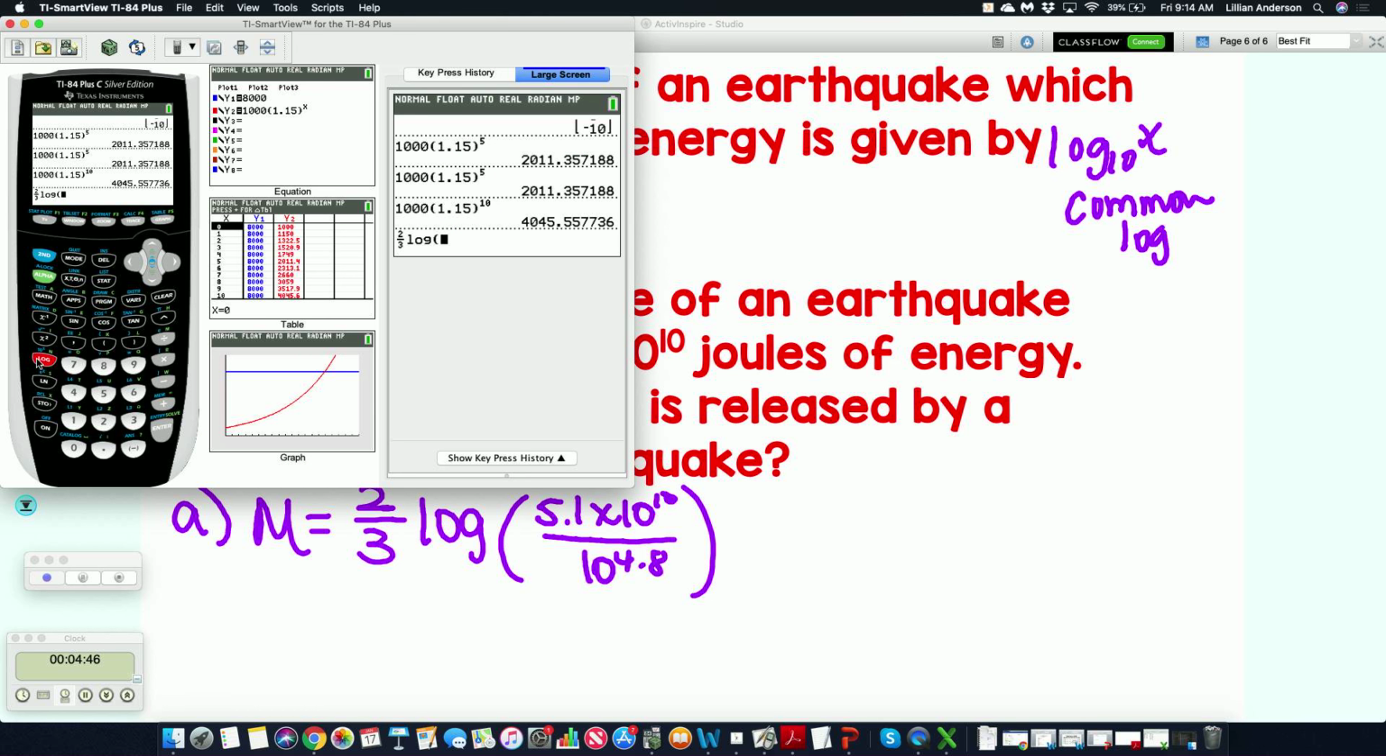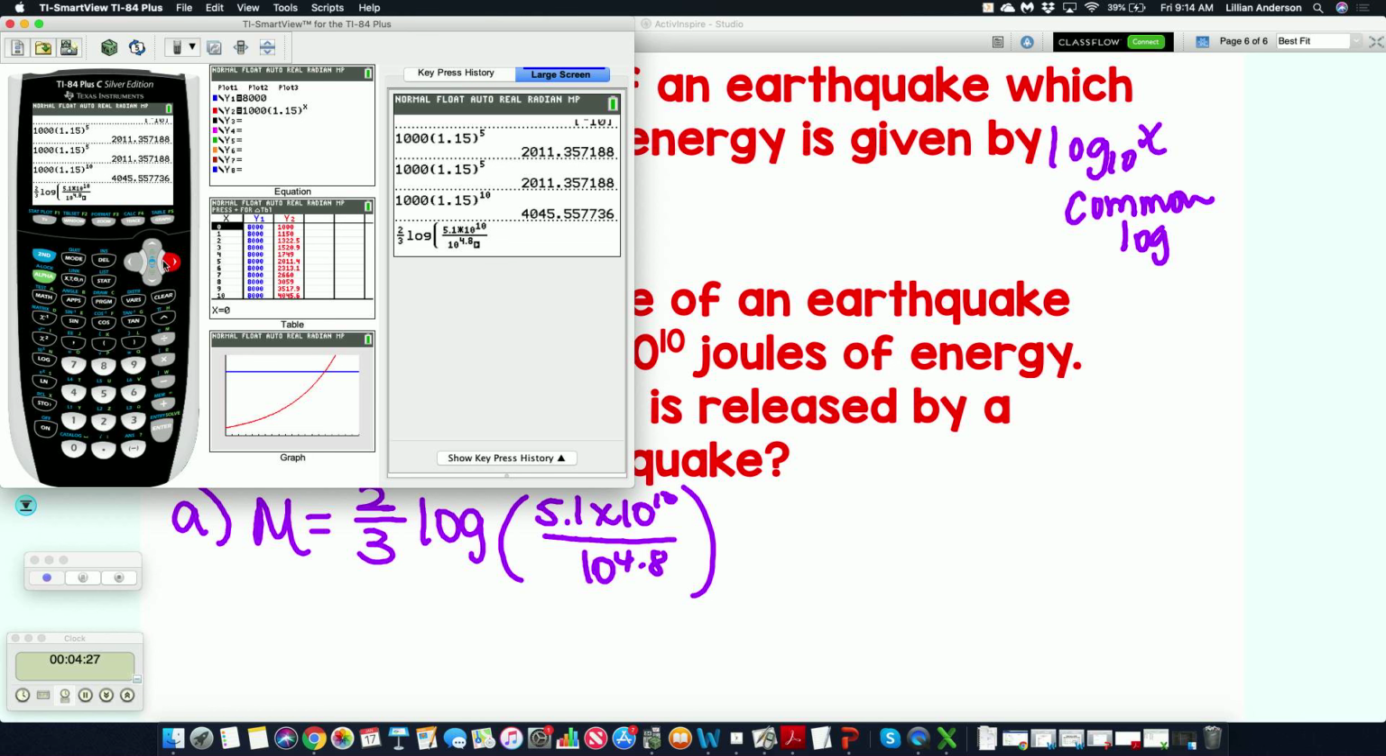Remember, by pressing the log button, you're automatically doing log with a base of 10. And type it in exactly as we see it. 5.1 times 10 to the 10th power. Remember that the caret allows you to go up to the exponent. All that's over 10 caret 4.8. Make sure you go entirely out of the fraction if you are using the fraction feature. And this should be your magnitude.